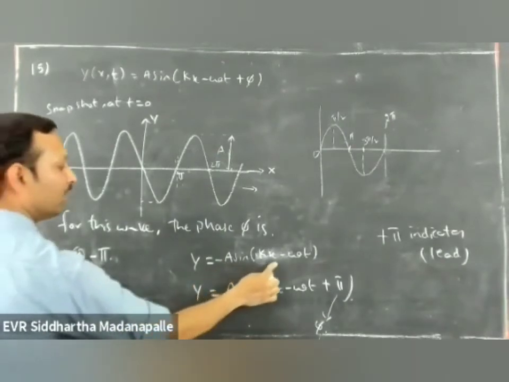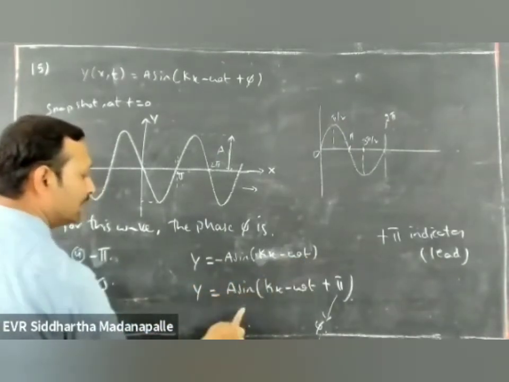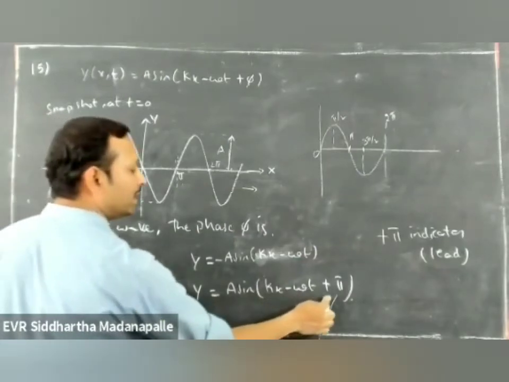Minus A sin of kx minus omega t. Now this can be written as kx minus omega t plus pi.